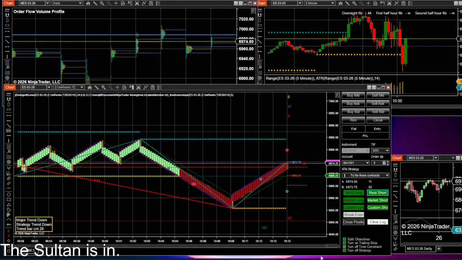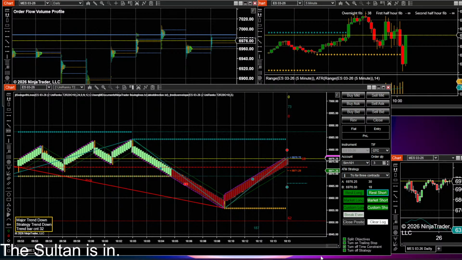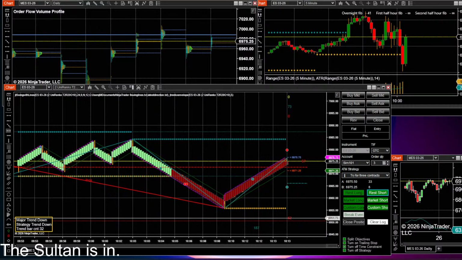50% fib, and we're battling around the open, but we're looking strong to the upside, coming up to yesterday's high at 77.75.